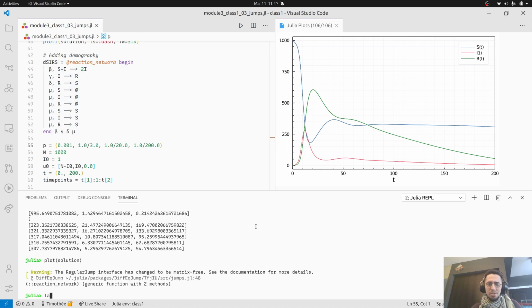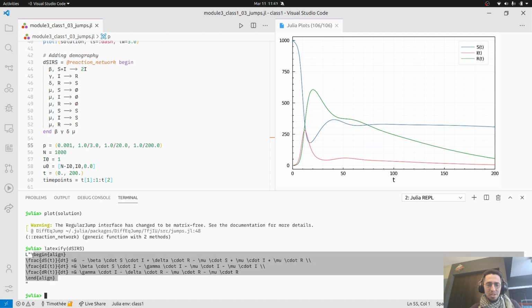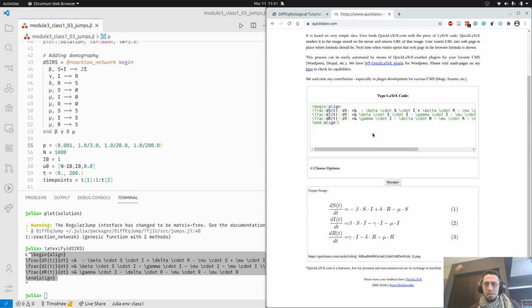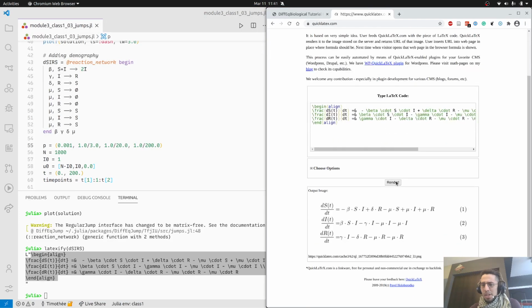We're also going to do a quick latexify of that. Have a look at the equations. Plop them down here, render. Right, no, okay, I see what's wrong.